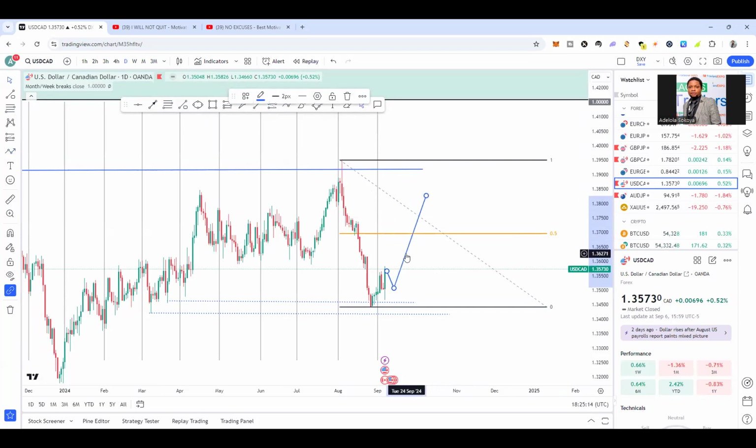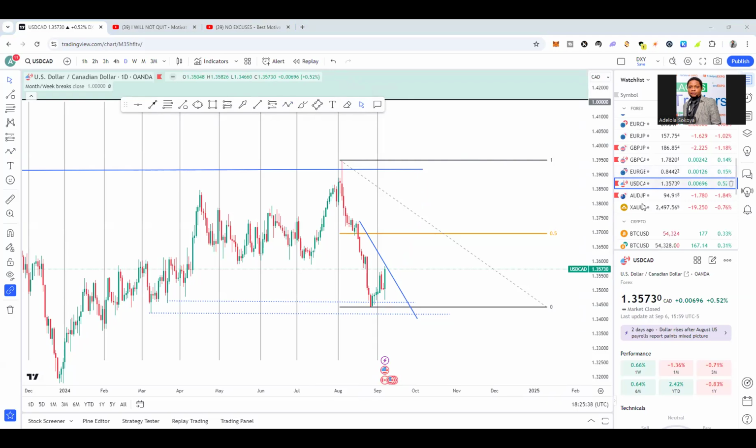So you see, it's either you are looking for a pullback for you to jump on, or you are looking for price to break this counter trend line. So we have a break and retest, and then we continue to the upside. All right, so that's that about USD CAD.